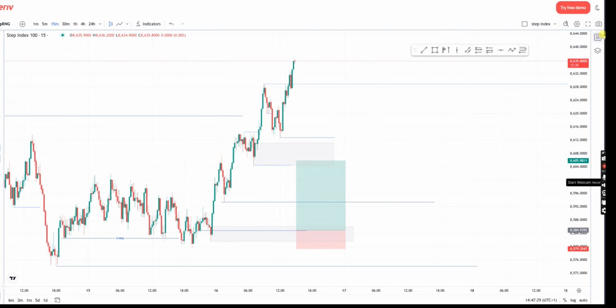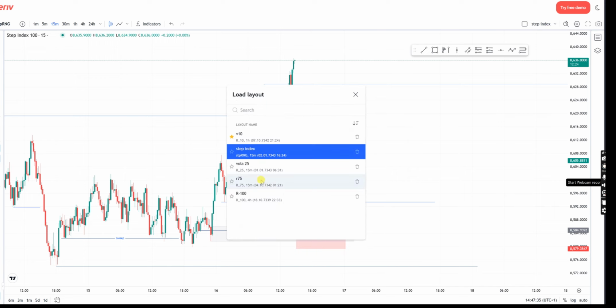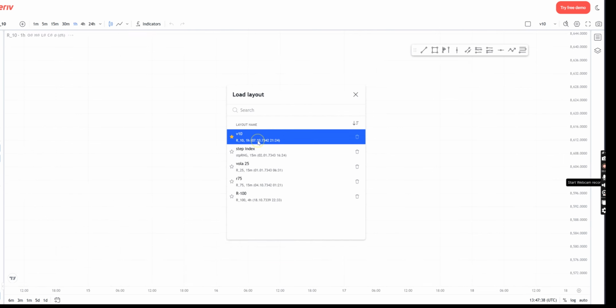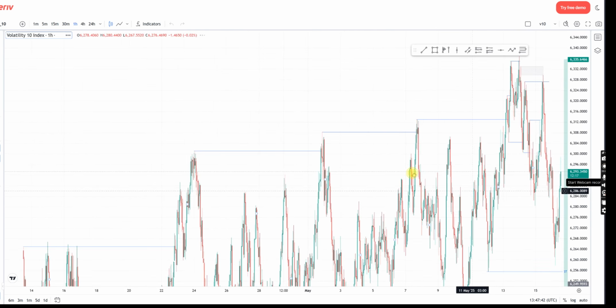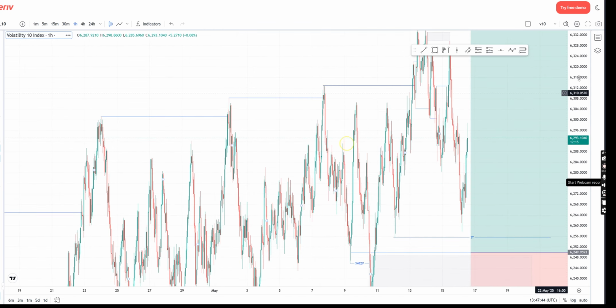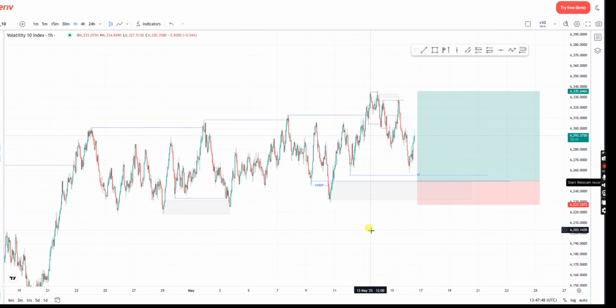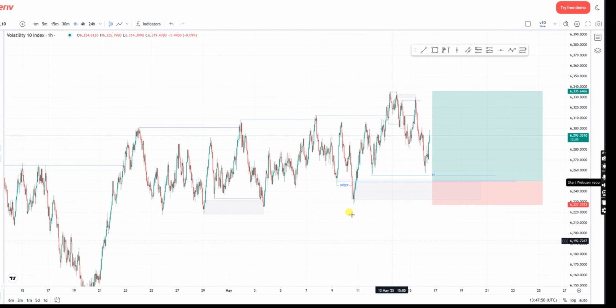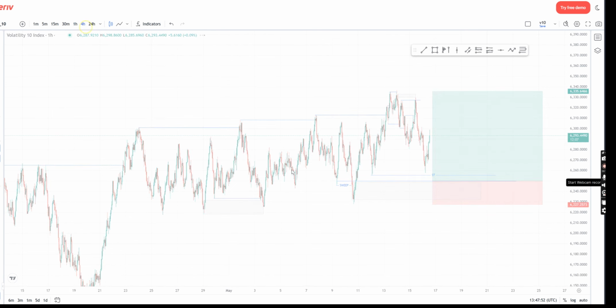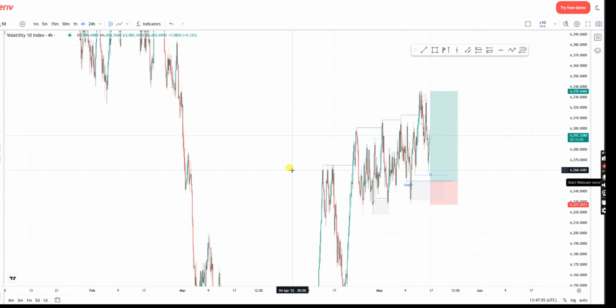So I think I have some other setup on. Let me just show you the setups I have, the live 15 minutes I have on volatility 10. Let's see this volatility 10. Okay, so what is happening here now? You can see. Let's go to 1 hour time frame. Let's go to 4 hour time frame. I think I saw this setup on 4 hours.